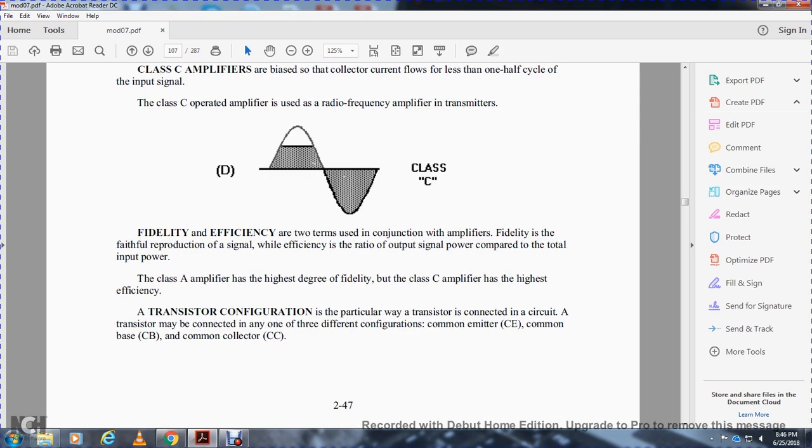Fidelity and efficiency are two terms used in connection with amplifiers. Fidelity is the faithful reproduction of the signal. Efficiency is the ratio of the output signal power compared to the total input power. The Class A amplifier has the highest degree of fidelity, and the Class C amplifier has the highest efficiency.